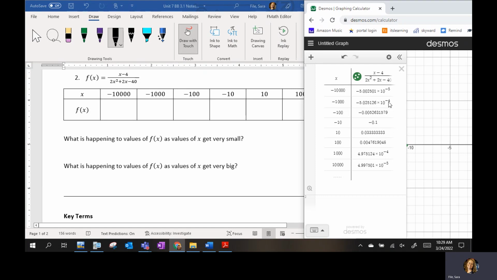So all of these in scientific notation have a negative power. So that means the number is really, really, really small. If it was a positive power, that means the number is really, really, really big, right?